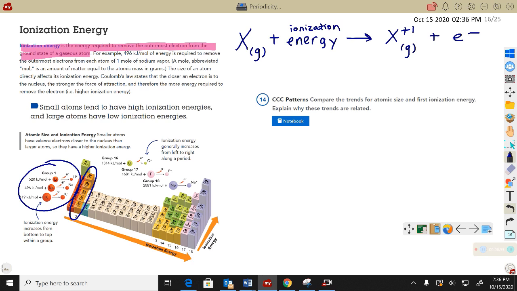So number 14 says, compare the trends for atomic size or atomic radius and first ionization energy. First ionization energy just means that we're removing the first electron, one of the outermost valence electrons. Explain why these trends are related. And so maybe we would say something like, if you increase the atomic radius, if I have bigger atoms, there's a decrease in ionization energy.